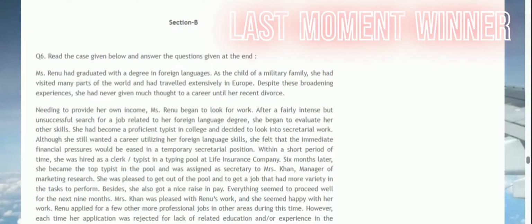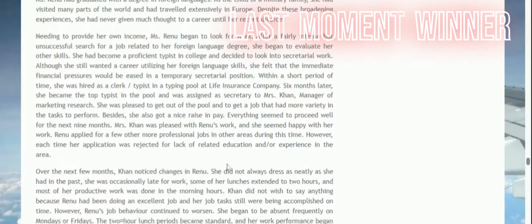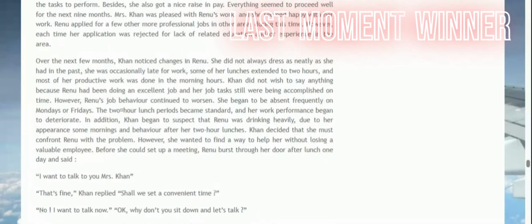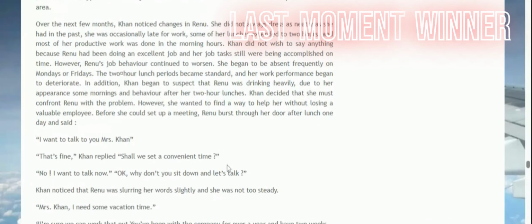However, Renu's job behavior continued to worsen. She began to be absent frequently on Mondays or Fridays. The 2-hour lunch periods became standard, and her work performance began to deteriorate. In addition, Khan began to suspect that Renu was drinking heavily due to her appearance some mornings and behavior after her 2-hour lunches. Khan decided that she must confront Renu with the problem. However, she wanted to find a way to help her without losing a valuable employee.